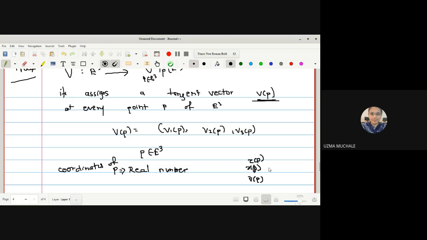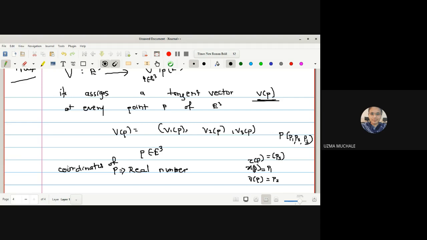Do you all remember? What was the value of x of P? It is P1. What is the value of y of P? P2. What is the value of z of P? It is P3, if point P is given with P1, P2 and P3. So what do we mean by x of P? It is the x coordinate of point P. If P is from E3 space, each and every coordinate is a real number.